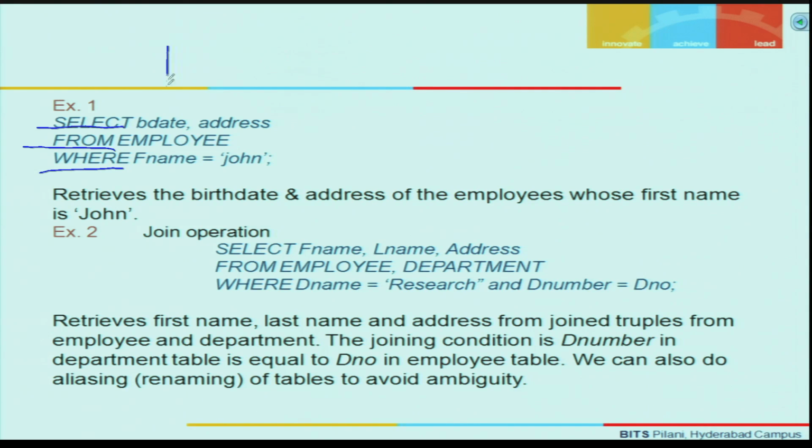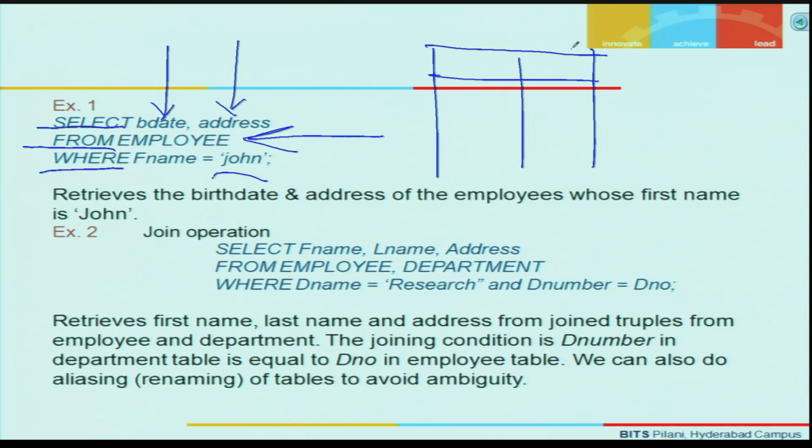Select the attribute values B date and address in the result, from which table? That need to be extracted from the employee table. On what condition? If in the employee table, for each tuple, the value under the F name column is equal to John, for such tuples you please display the birth date and address column values, and in the result the birth date and address are going to be the titles of the fields or attributes. Retrieve the birth date and address of the employees whose first name is John.